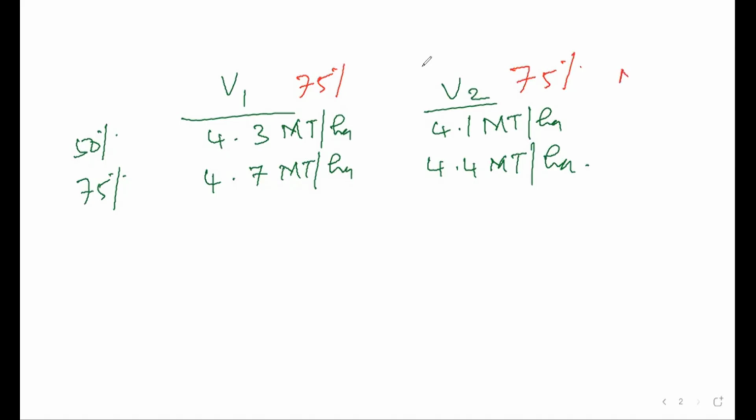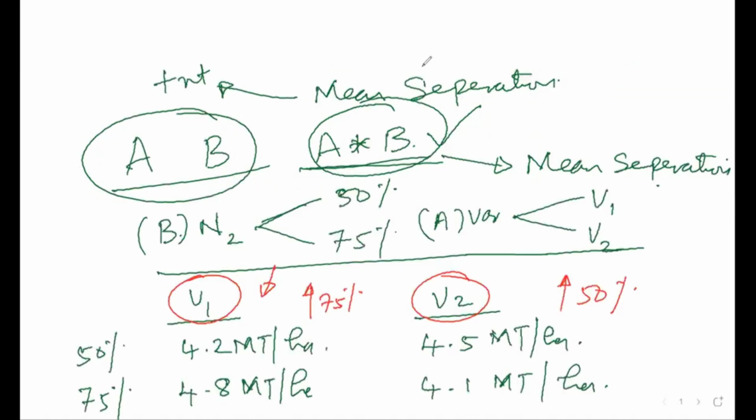In this case, actually no interaction. This is what statistically we call no interaction. Why? When I recommend, it doesn't matter whether it is variety 1 or variety 2, the maximum yield is obtained from 75% nitrogen. But in the earlier case, the story is different. For variety 1, the good combination is 75% nitrogen. For variety 2, some other recommendation, two different recommendations. So this is what we call interaction is present.